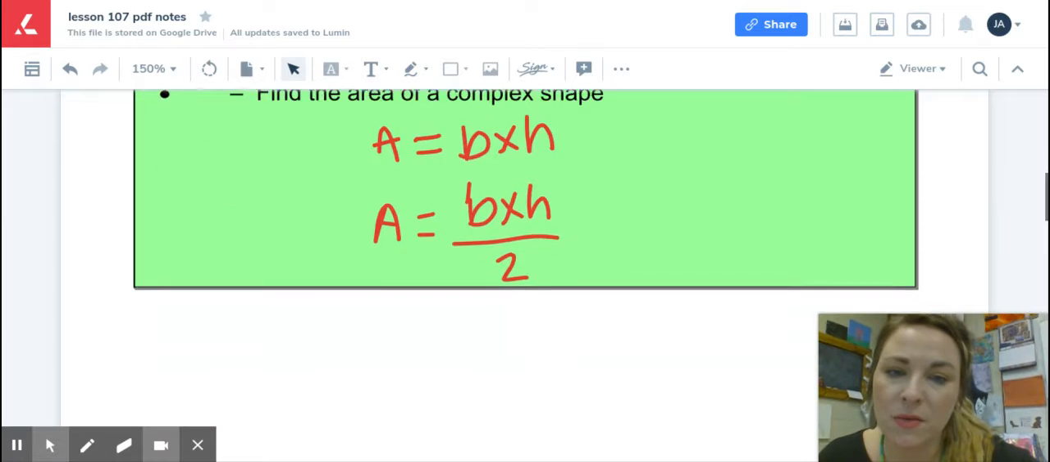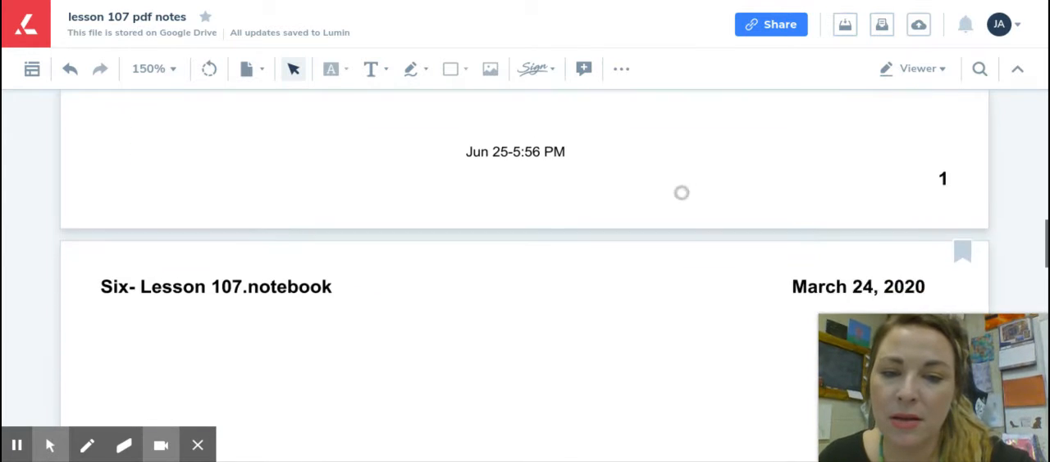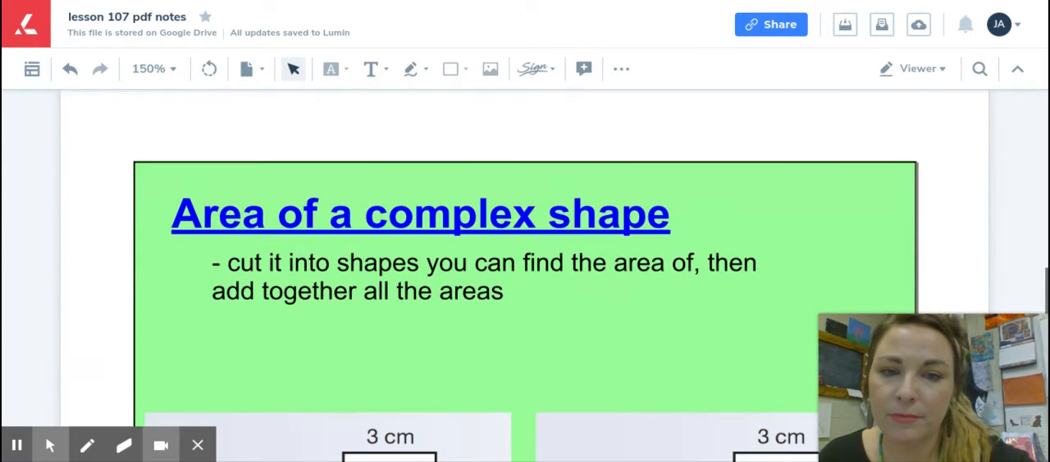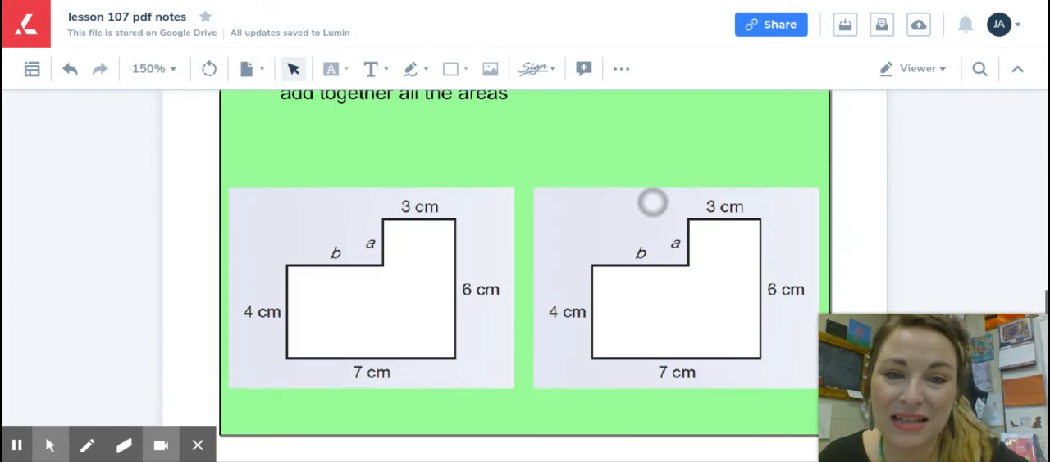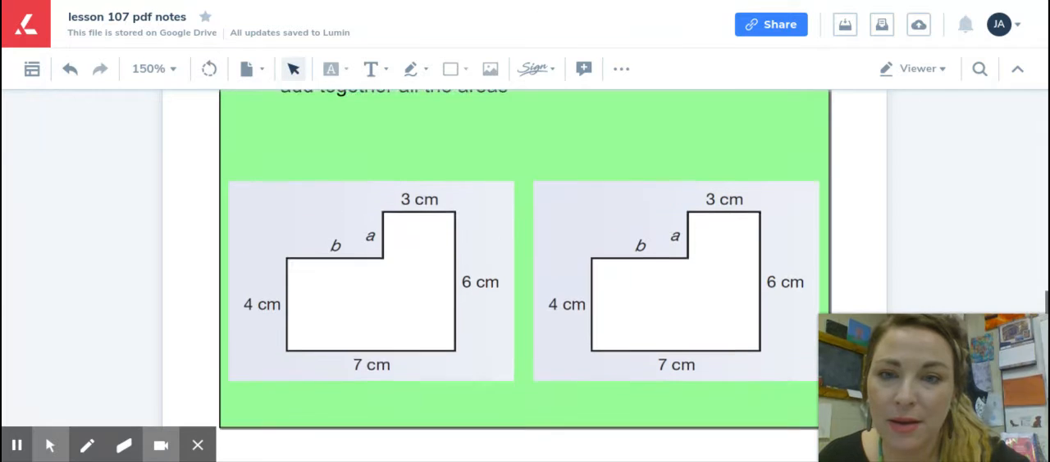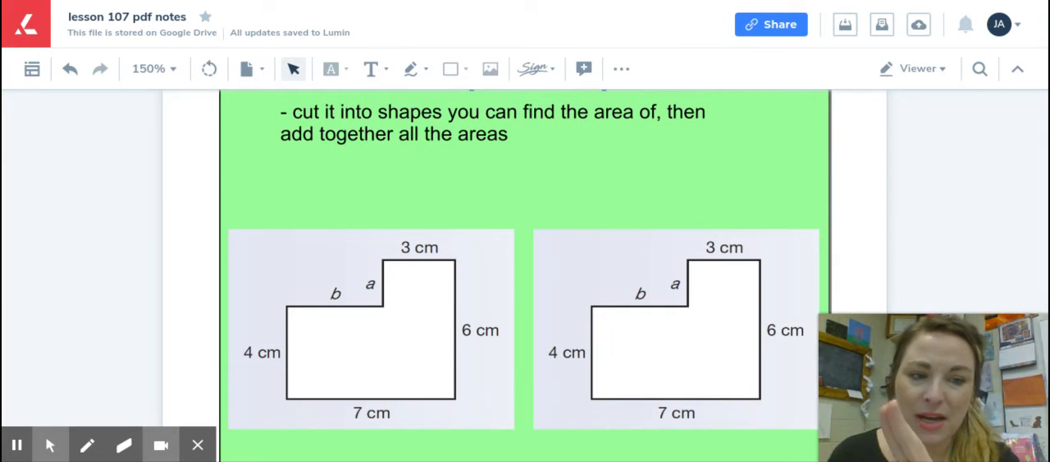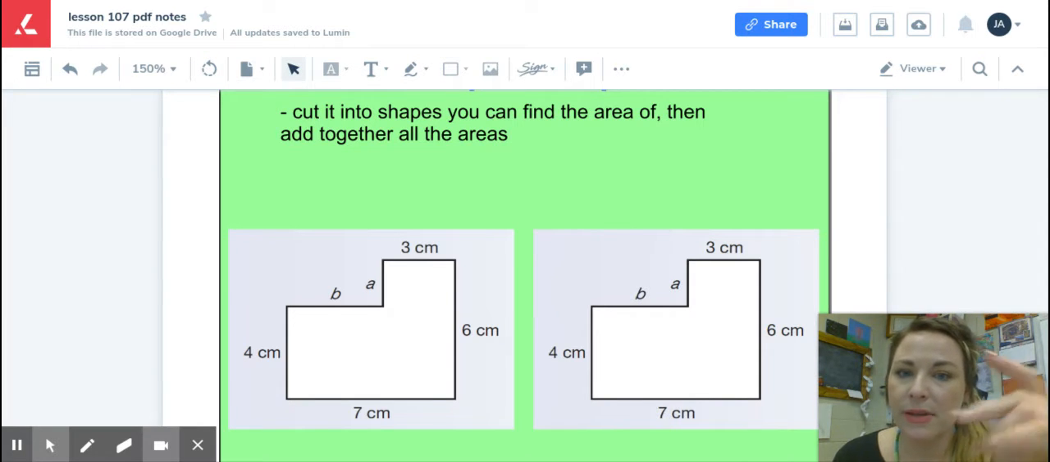So let's go ahead and scroll and take a look at this example. This is actually the exact same complex shape, and they've listed it here 2 times, so I can show you 2 different ways to break up this complex shape and how they'll both give us the right answer. I like this note right here that sums up the whole lesson in one statement. Look at this complex shape, cut it into shapes that you can find the area of, then add together all the areas. That's all you have to do.